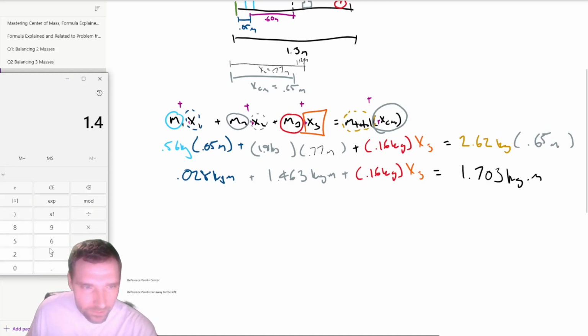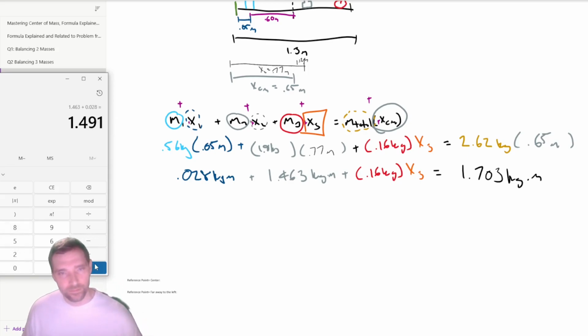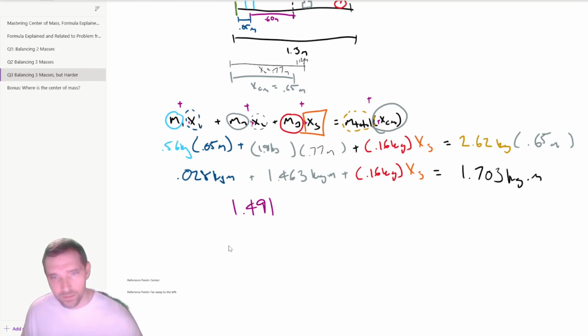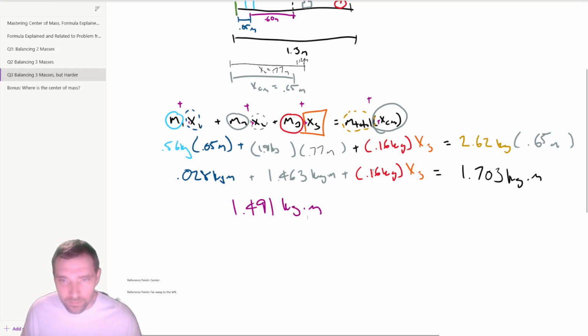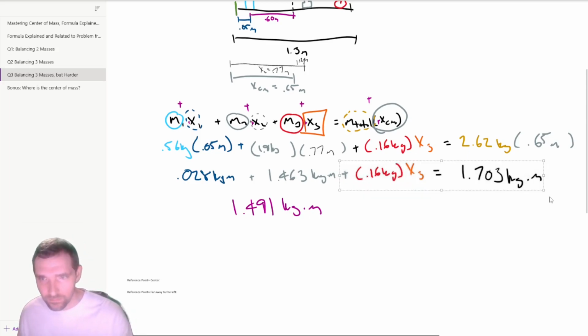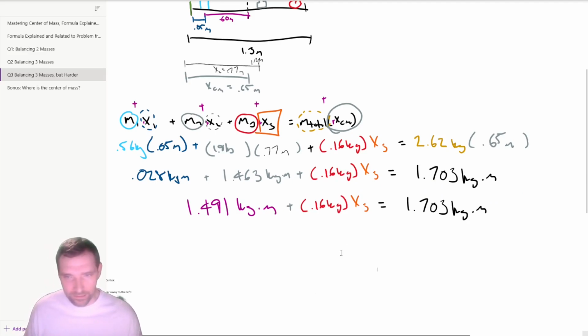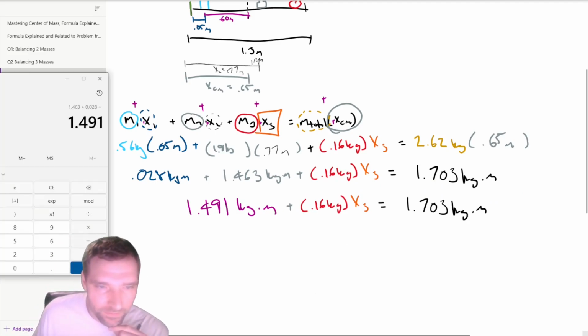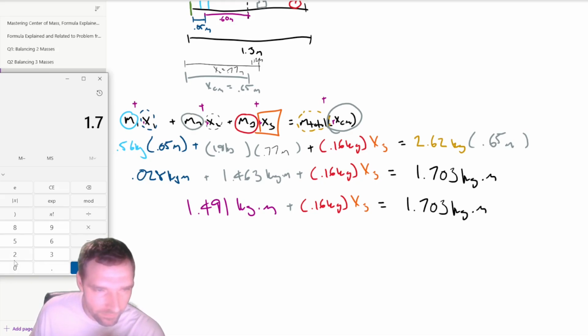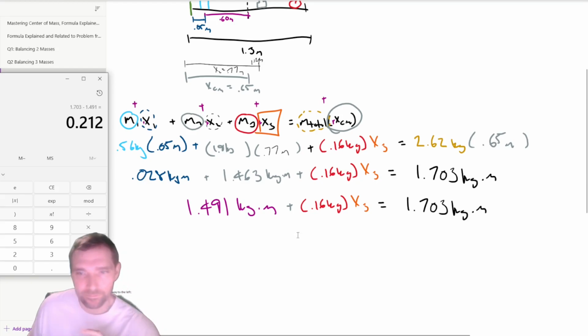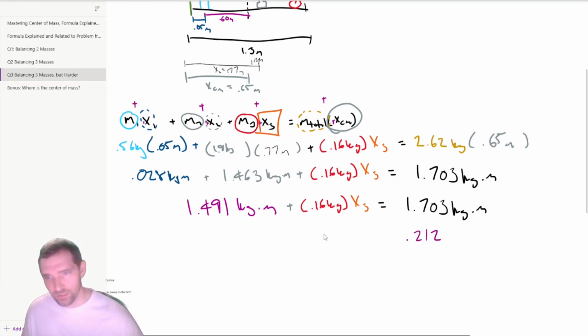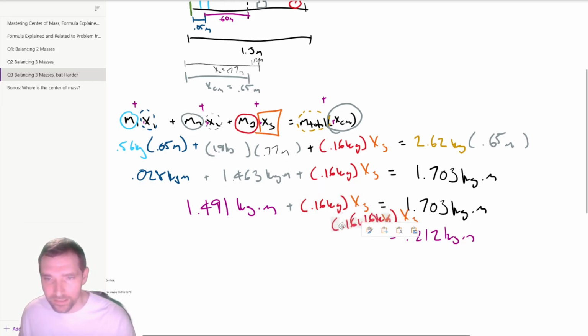So 1.463 plus the 0.028. Okay. 491 kilogram meters. And we'll combine those two. Yeah, and it does seem that x3 should end up being positive from the values that I'm getting here. So we've got 1.703 minus the 1.491. Okay. I'm getting a value of 0.212 kilogram meters is equal to our displacement times our mass there.